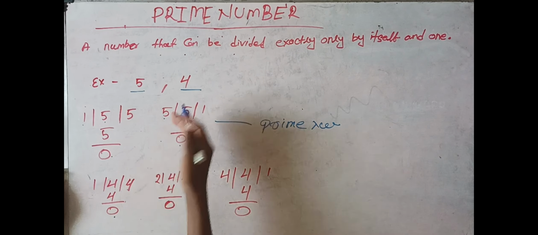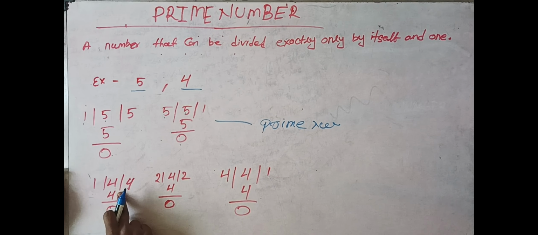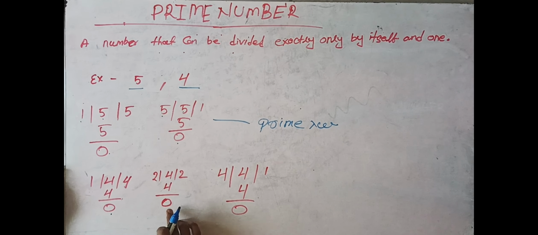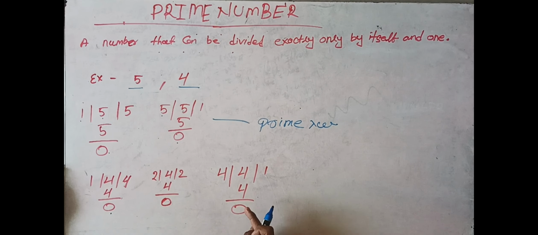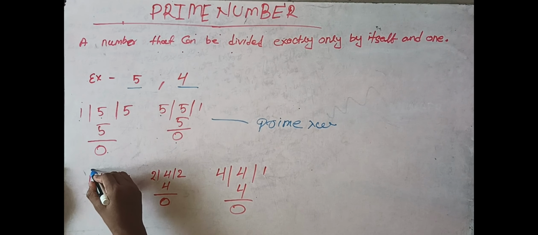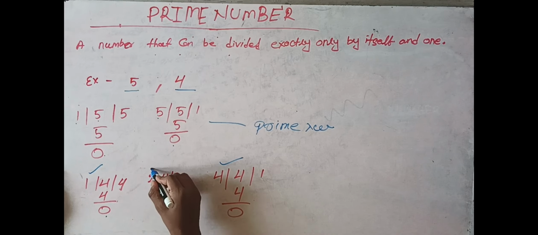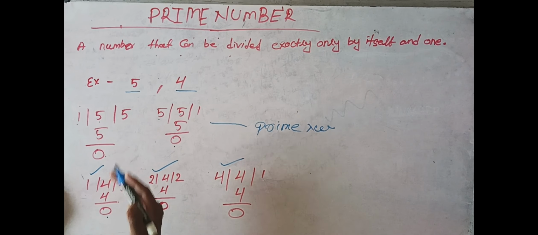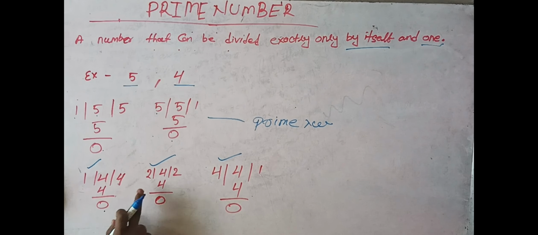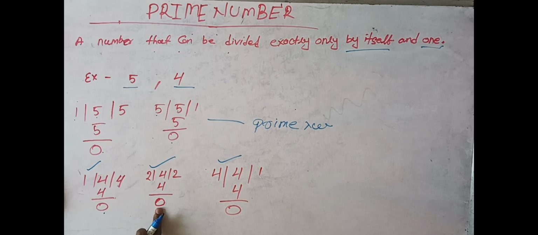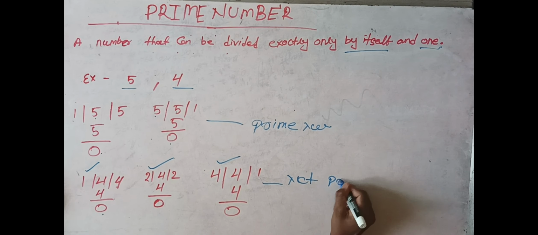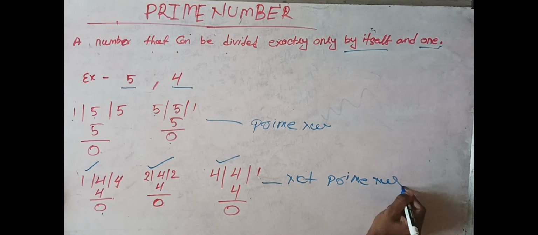But let us check 4. If I divide 4 by 1, the remainder is 0. If I divide 4 by 2, the remainder is 0. If I divide 4 by 4, the remainder is 0. So in this case, the number is divisible by 1 and 4, but it is also divisible by 2, with remainder 0. But our prime number definition says only by itself and 1. So that's why it is not a prime number.